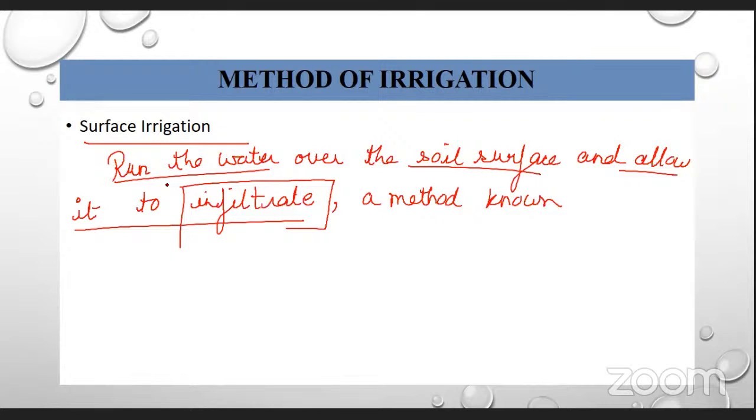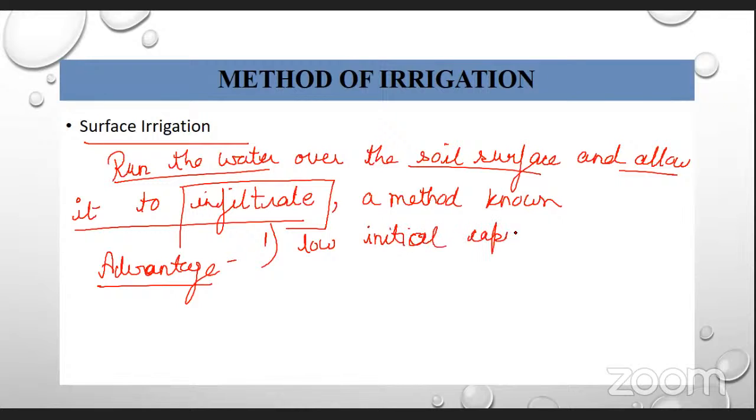Surface irrigation usually has many advantages over the others, so we have to focus on the advantages also. One by one I am discussing. The first one is that the initial capital investment is usually lower than for sprinkler or drip irrigation. That means we have a low initial capital investment. I'm not writing the rest of the portion.